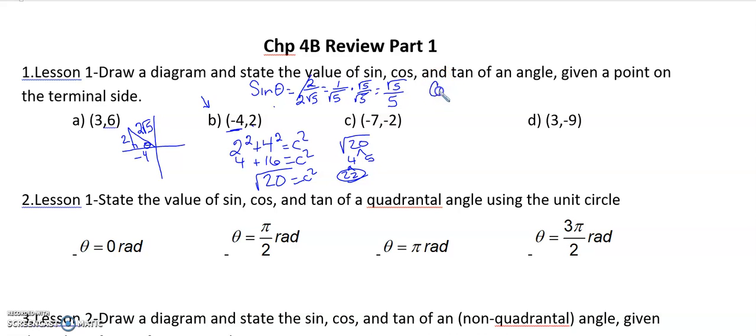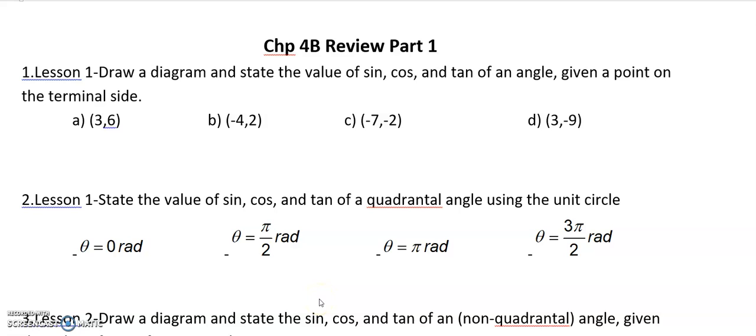So for the cosine of this angle, we are doing adjacent, which is a negative 4, over the hypotenuse. And right off the bat, I'm going to go ahead and reduce that to 2 over square root of 5. And then again, remember our radical moves to the top and comes out in the denominator. Okay, so there's our cosine. Our tangent for this angle is opposite over adjacent, which reduces to negative 1/2.